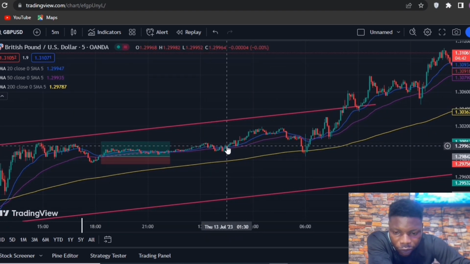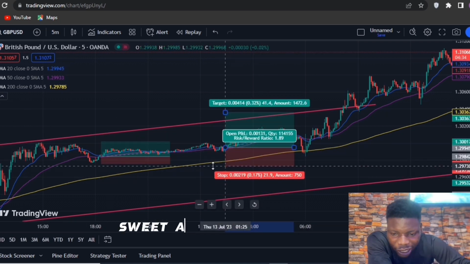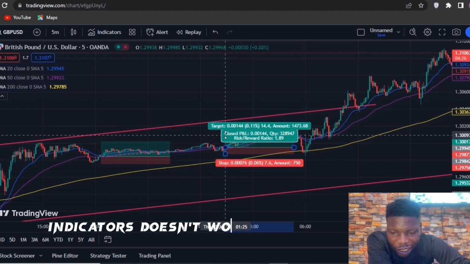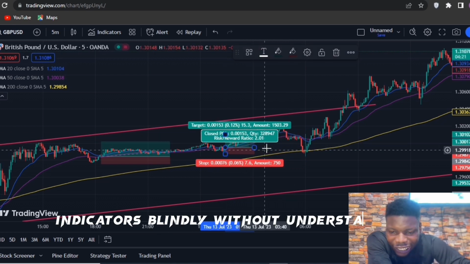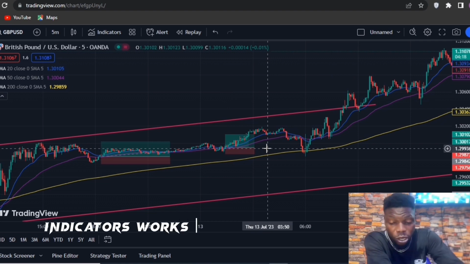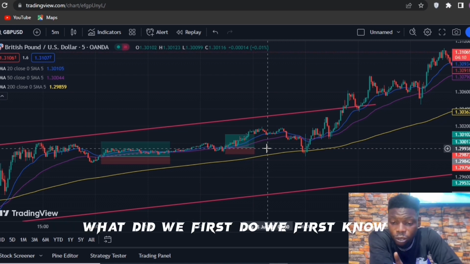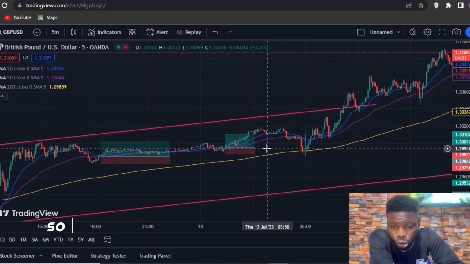So I think we have another opportunity here. Bounce off here. So this is so sweet and interesting, guys. See, people say indicators don't work. Indicators work, but you can't just trade indicators blindly without understanding how indicators work. Now, if you notice this trade, before we took this trade, what did we first do? We first knew where the market was heading. We first understood what the market was doing. We first understood the market structure. So when we saw the market, what did we see? We found that we are in an uptrend.